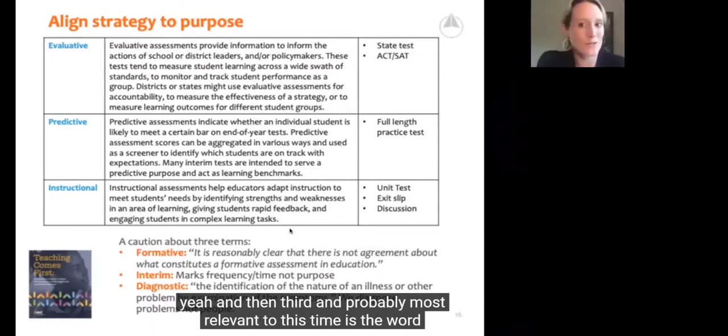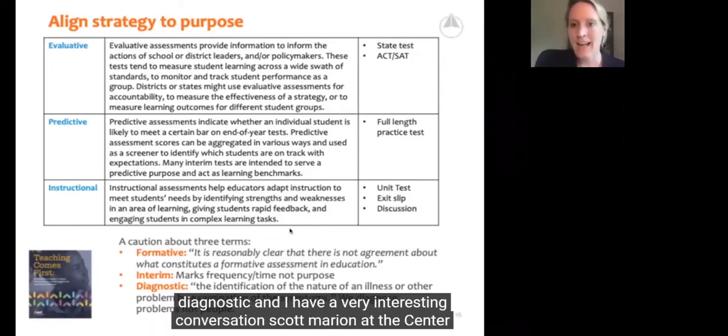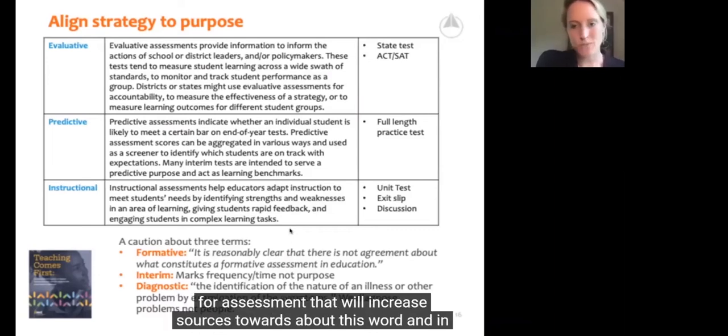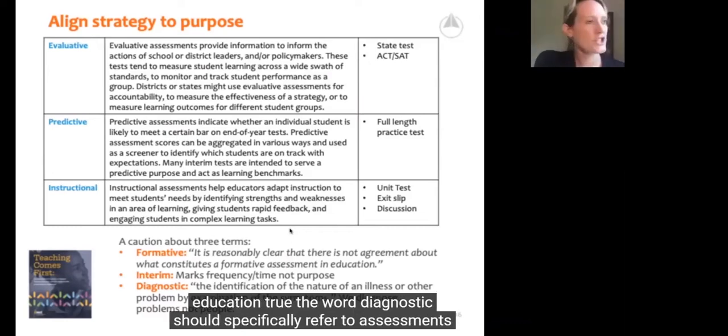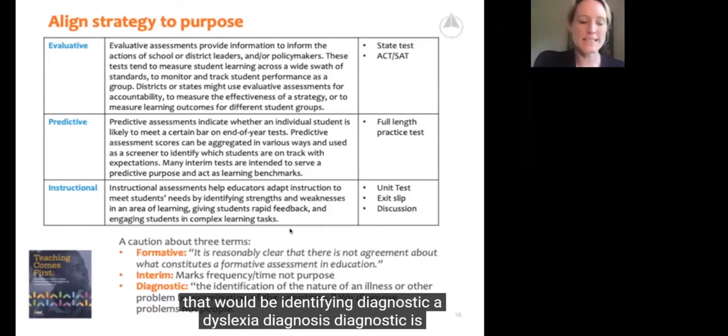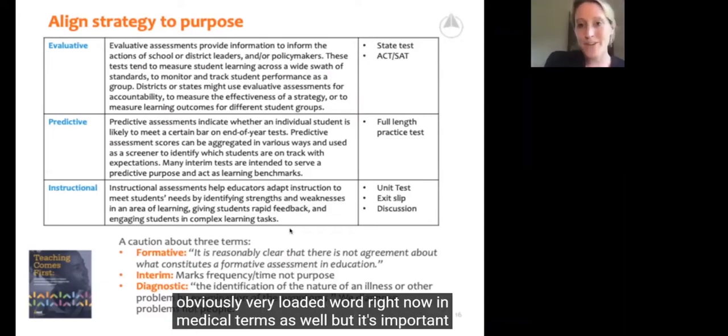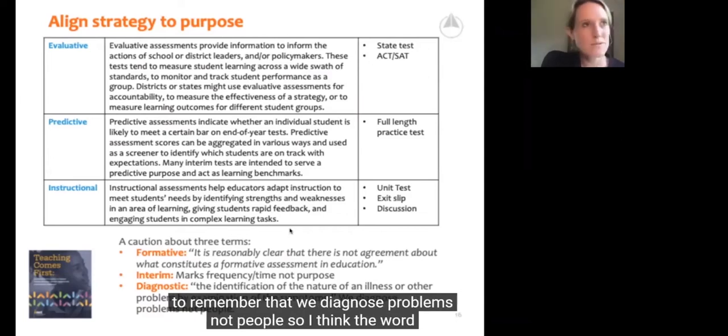And then third, and probably most relevant to this time, is the word diagnostic. I had a very interesting conversation with Scott Marion at the Center for Assessment that we'll link resources towards about this word. In education, truly, the word diagnostic should specifically refer to assessments that would be identifying disabilities. So, for example, a diagnostic to inform a dyslexia diagnosis. Diagnostic is obviously a very loaded word right now in medical terms as well. But it's important to remember that we diagnose problems, not people.